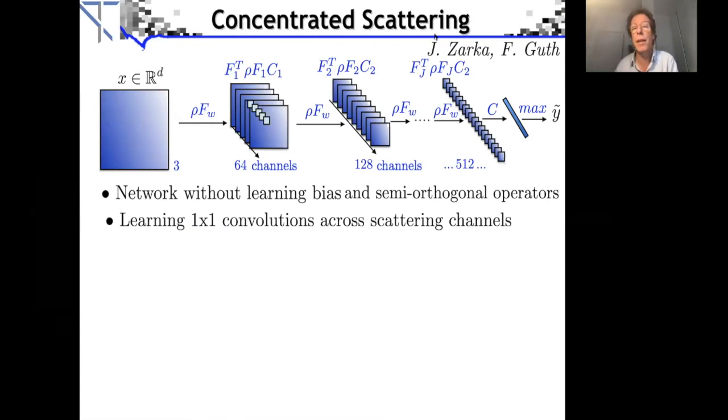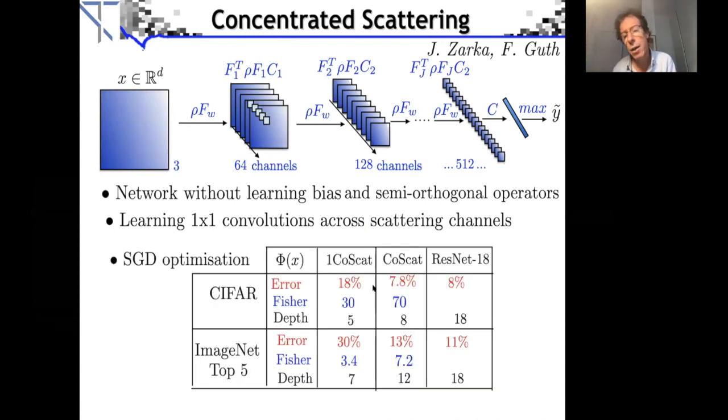You basically obtain a network which has no bias inside. All the operators are tight frames or at least semi-orthogonal operators. You don't learn the filters in space. They are just wavelets. You only learn the filters, which are these tight frames, along the channels, and you do a thresholding. If you do that, on CIFAR, you reach the ResNet-18 performance. So the error is now 7.8%.